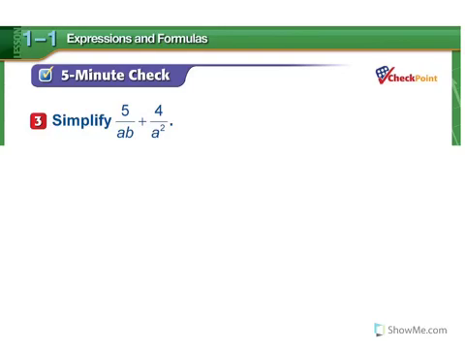Here we have two fractions, and anytime you combine fractions, you have to make sure that you have a common denominator. So if we look at the problem, and we look at the first fraction, we see that we have an a and a b. If we look at the second fraction, we have an a squared. So we need to look at both of these and see what we're missing.